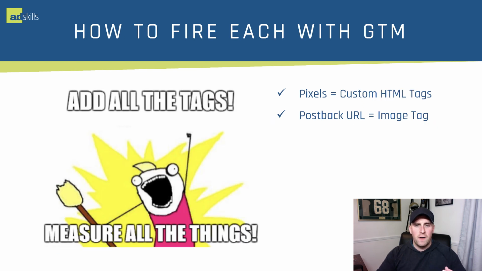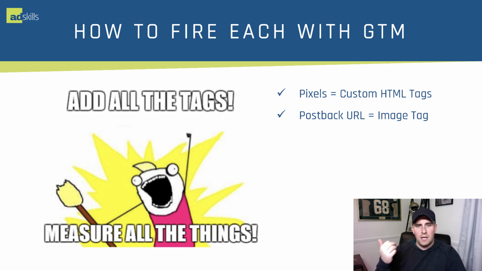So how do you fire each one of these? Well, if you're going to fire pixels and you're using Google Tag Manager, use a custom HTML tag. A lot of people have done that. It's very simple. I've got a bunch of tutorials showing you how to do that. I've covered that before. Postback URLs, on the other hand, are fired through an image tag. So it's basically just firing a URL. It's a little 1x1 pixel image that will fire on the completion page or whenever an event takes place.